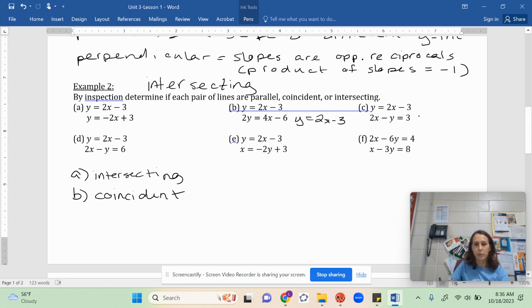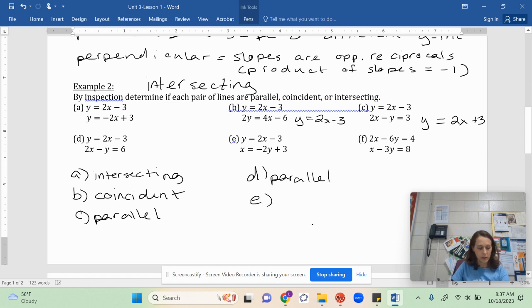C, if you isolate for y on the second equation, you get y equals, I believe, 2x plus 3. And so you can see the slopes are the same, but y-intercepts are different, which means that the two lines are parallel. I'm just going to write the answers to the next three. You can isolate for y on your own and verify that these answers are true. D is parallel.